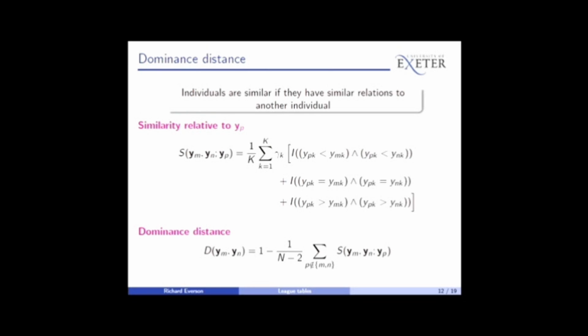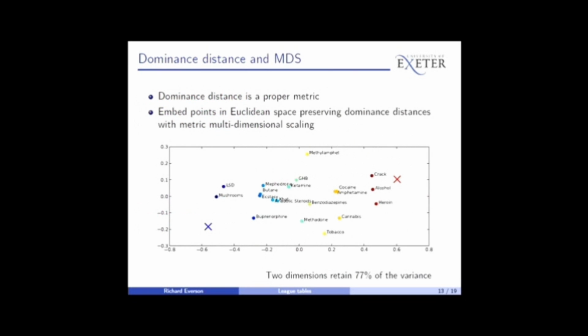Once I've got the distance, it turns out it's a proper distance, it's a metric, and so I can then use metric multidimensional scaling to take those distances and find a set of coordinates which preserve the distances between the individuals. Of course that might have to happen in quite a large dimensional space, but essentially you're using principal component analysis to project it down into a couple of dimensions, and that's what I've done here.